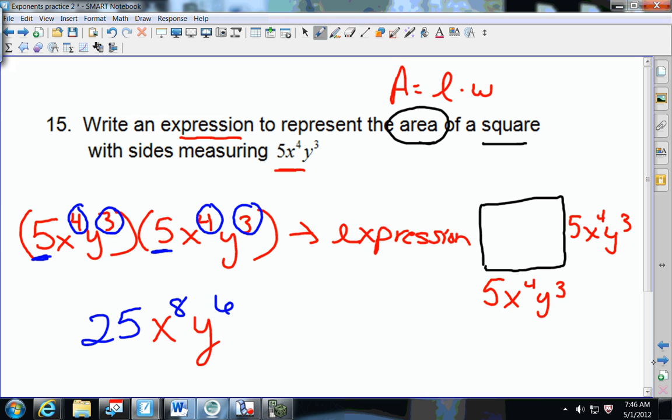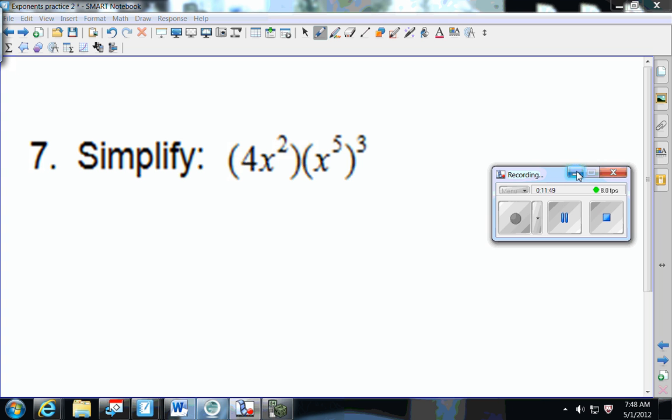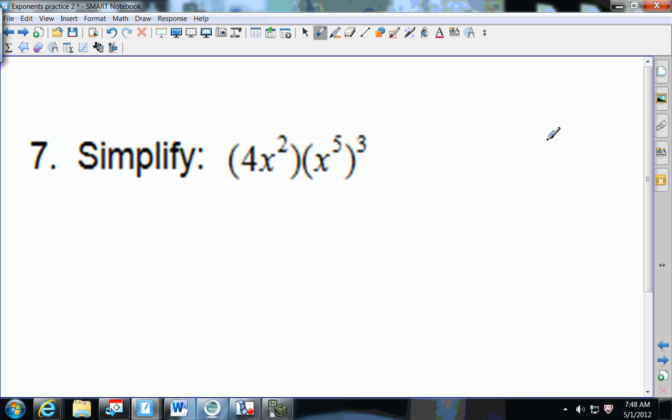Next one, right here. Pause that video and try and simplify this problem. Okay, on this one, the first thing you're going to do is look to the parentheses for these exponents. You're going to do this part right here that I just highlighted. So I'm going to rewrite this first one, 4x squared. Leave that in parentheses. This is a power raised to a power. This actually means x to the 5th 3 times.